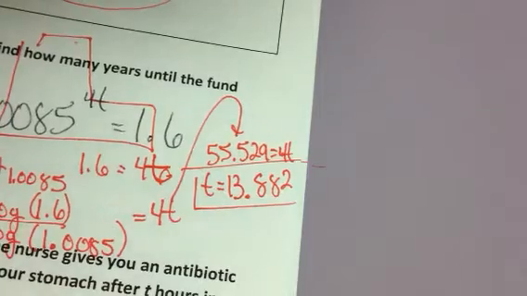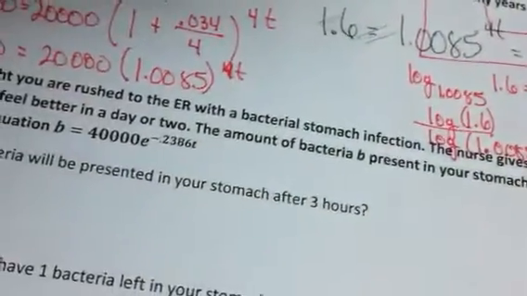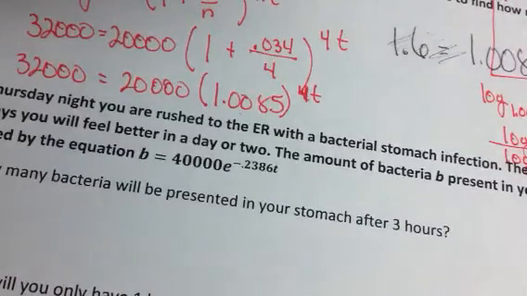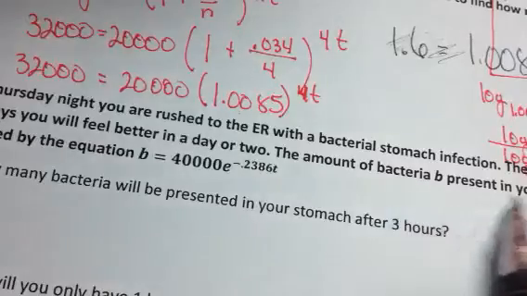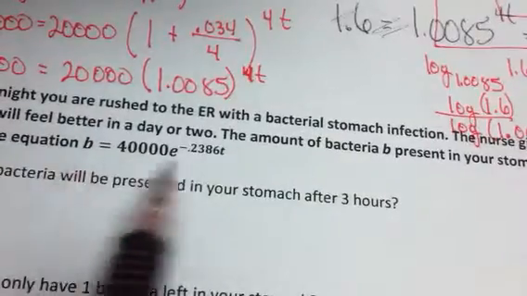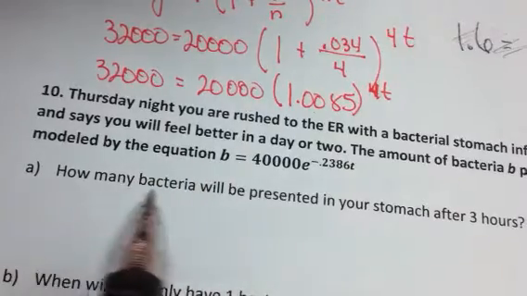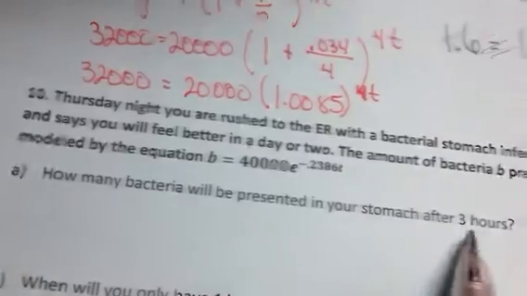All right, next one. So Thursday night, you're rushed to the ER with a bacterial stomach infection. The nurse gives you antibiotics and says you will feel better in a day or 2. The amount of bacteria present in your stomach after t hours is modeled by this equation. So B is the amount of bacteria. So how many bacteria will be present in your stomach after 3 hours? We'll just put the 3 in here.